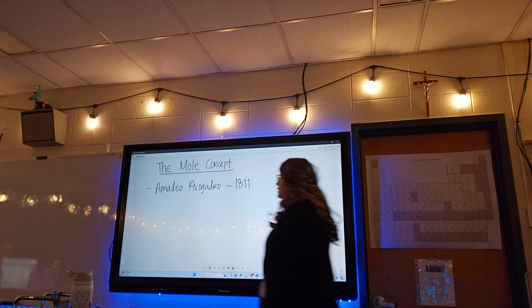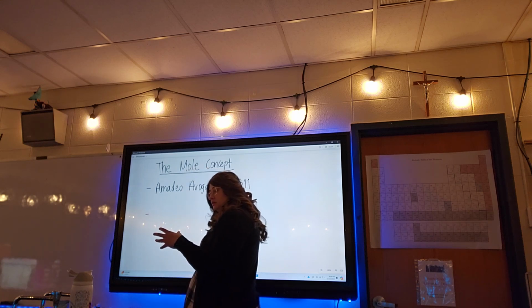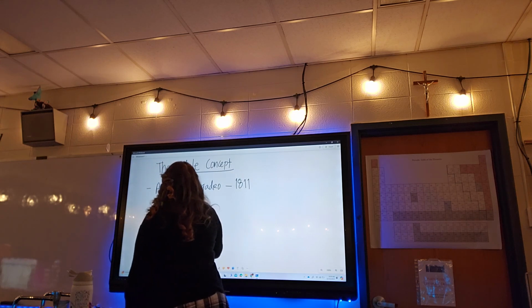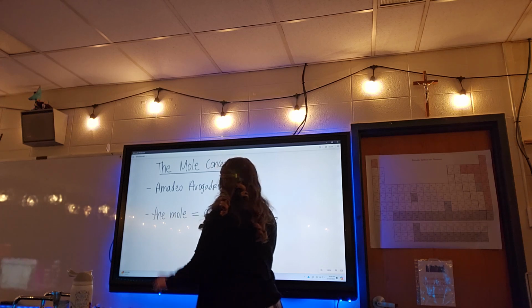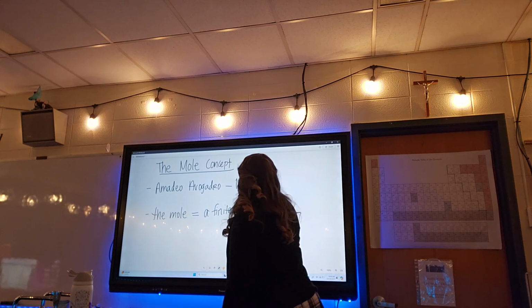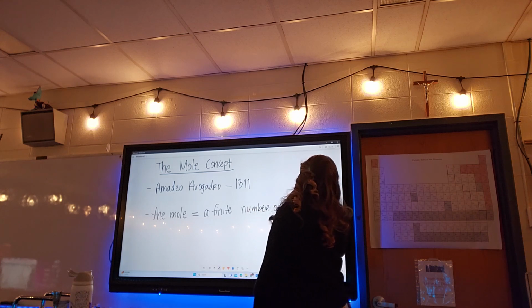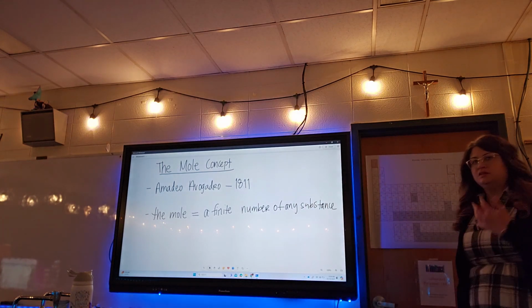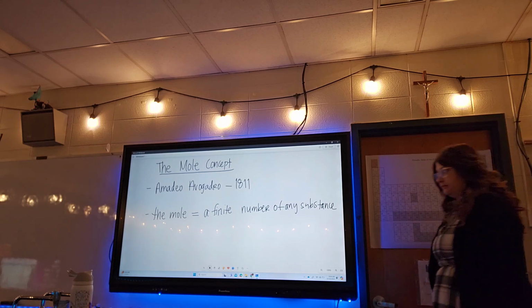Okay, so what is the mole concept? It is a way of thinking about a quantity of a substance. So the mole is a finite amount or number of any kind of substance. Most of the time when we're talking about a mole, we're talking about very, very small things, things we cannot see, like atoms and molecules and ions. But you could have a mole of anything.